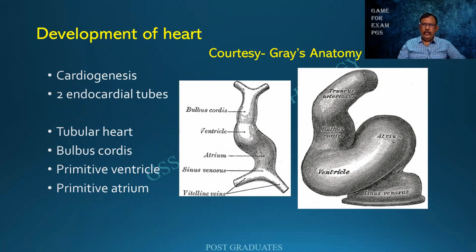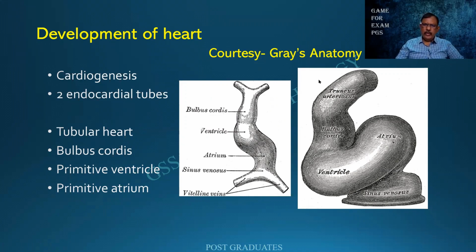And before I plunge into that, what is the development of the heart? The development of the heart is otherwise called cardiogenesis. There are two endocardial tubes. The heart itself is a tubular structure, in which we have got a bulbus cordis, the ventricle on the top, and the atrium below. So this is the primitive ventricle and the primitive atrium. During the process of embryogenesis, it twists upon itself such that the atrium goes to the top, the ventricle remains status quo.